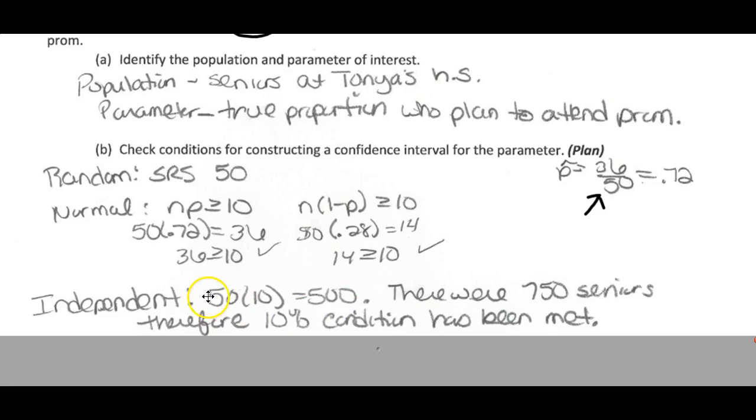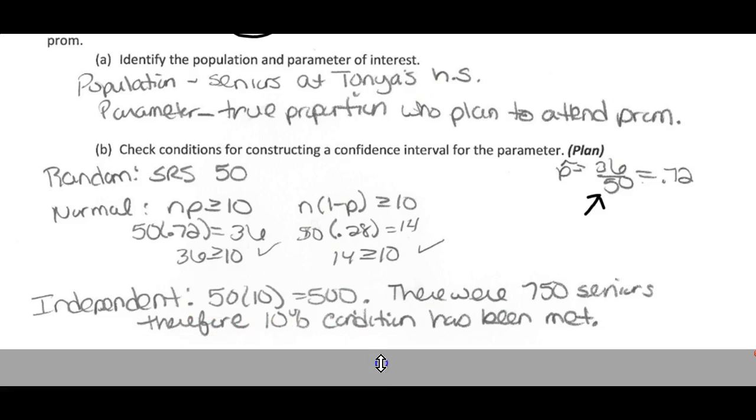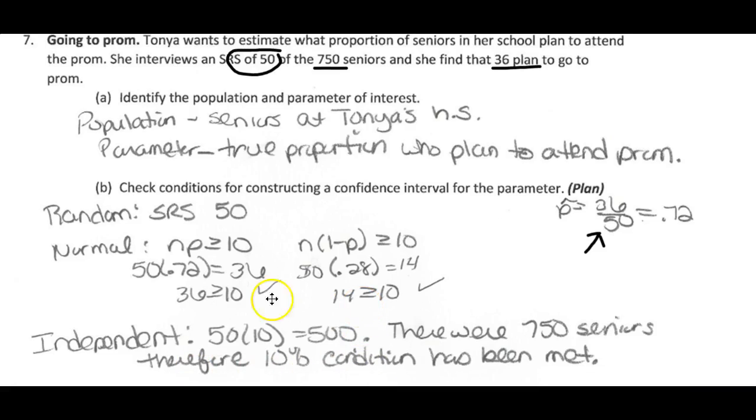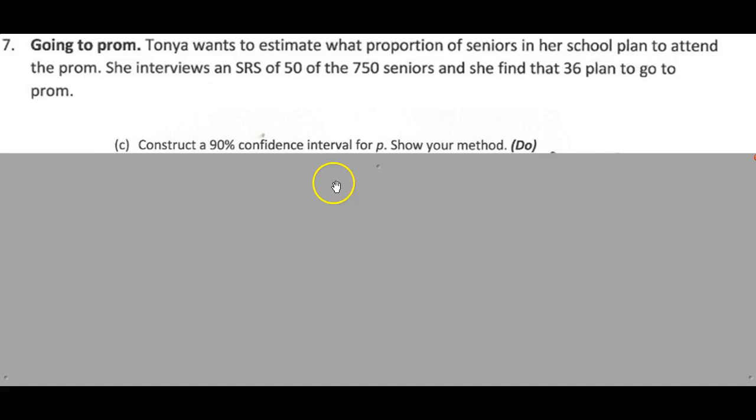Independent. 50 times 10 is 500, and there were 750 seniors, therefore the 10% condition has been met. So all of this says that we can move on to doing the one sample z-test, or z-confidence. So construct a 90% confidence interval for p. Show your method. So this is the do part.